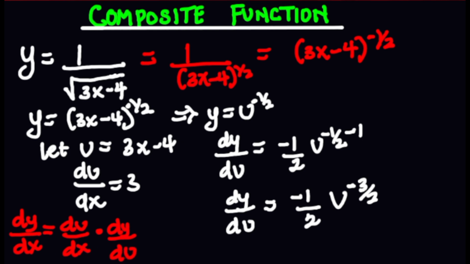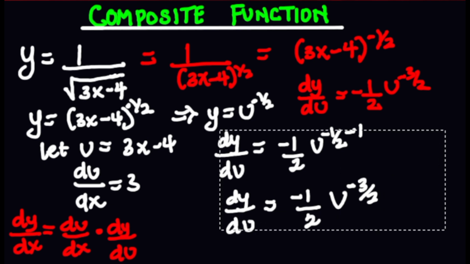So the next thing I'm going to do is, since I've already established that dy by du in this case is going to be minus 1 over 2 u raised to the power minus 3 over 2, let me just go ahead and cut this out so that we can have space for us to write. So we're going to have something here.